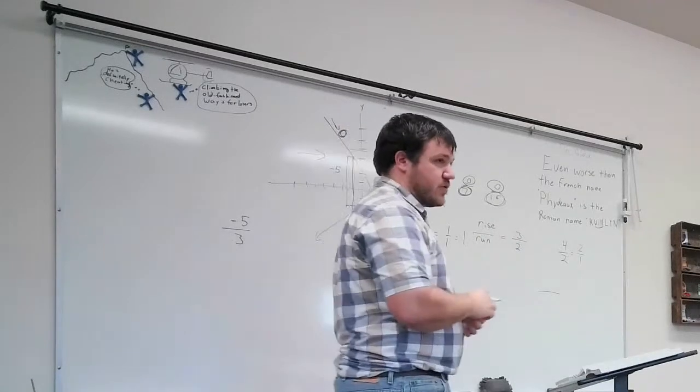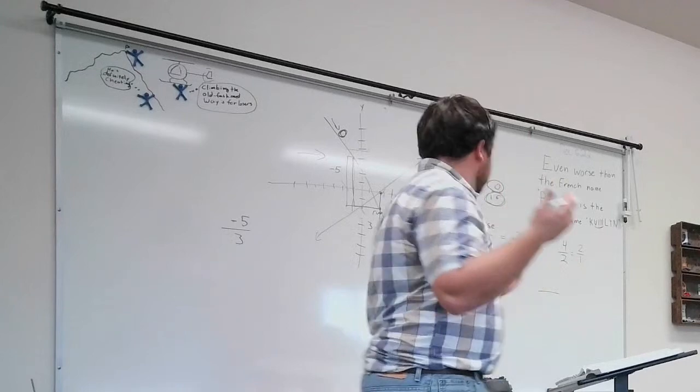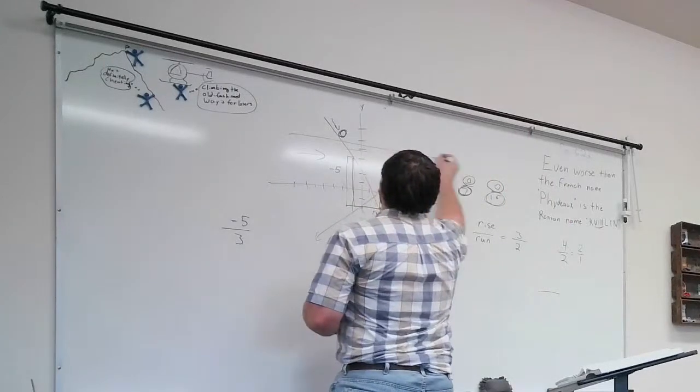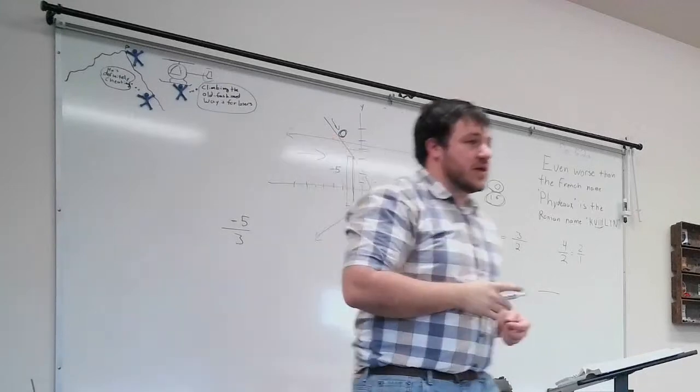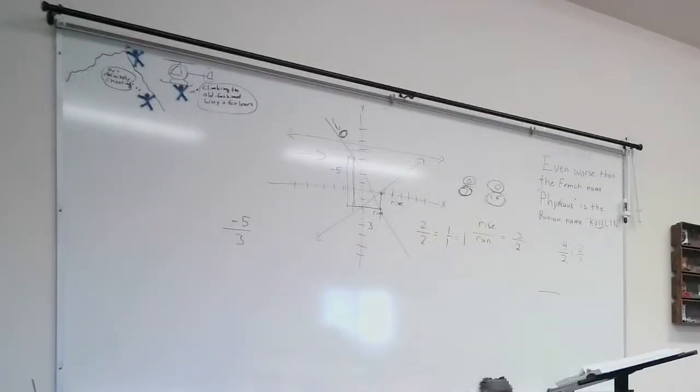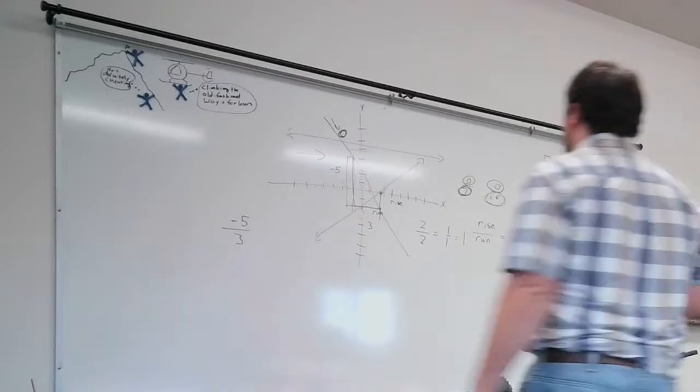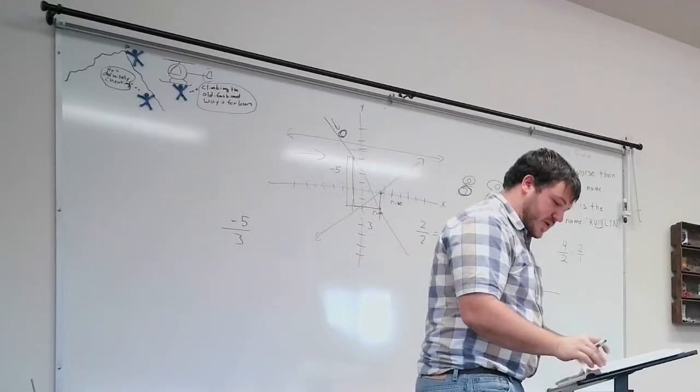There is no rise. So this one is 0. 0 over 4, right? But it doesn't really matter. You just write 0. You don't write 0 slope, you just write 0. If it would be vertical, then you would write undefined, I believe, which they don't really say.